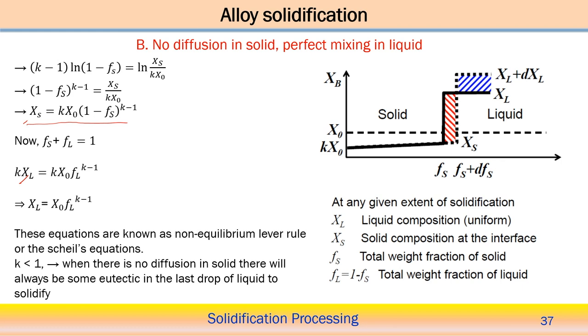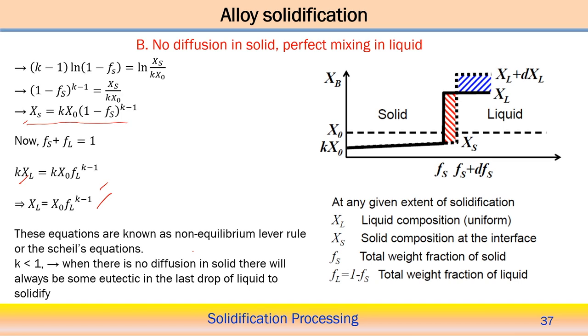Therefore if k is less than 1, it means that when there is no diffusion in the solid, there will always be some eutectic in the last drop of liquid to solidify. I mean to say that the composition of the liquid phase gradually increases, but at the same time no diffusion occurs in the solid phase. Therefore there will be a termination point when the temperature is gradually lowered during solidification, so it can reach close to the eutectic composition. So in the last drop of the liquid, we might have the eutectic composition, that is x0 by k in particular cases. The fraction of the liquid and solid can be estimated, but this equation is valid only if k is less than 1.